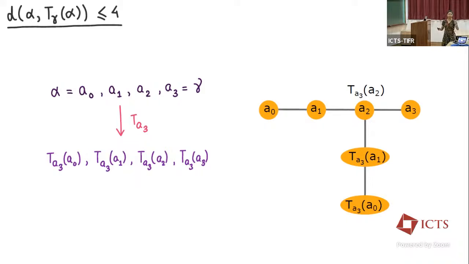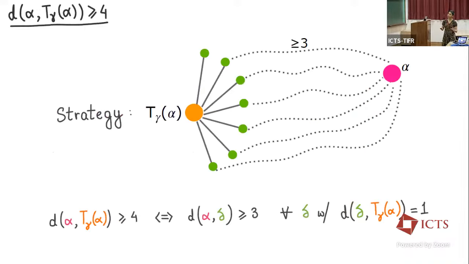Hence, we can just draw a path going from here and then going from here. So this gives us a distance 4 path between alpha and T gamma of alpha, and it's a path metric. So the distance here would be less than or equal to 4. So we have an upper bound here.